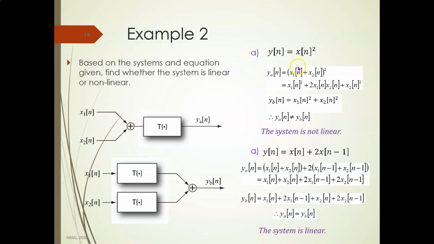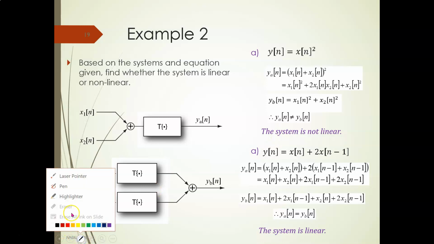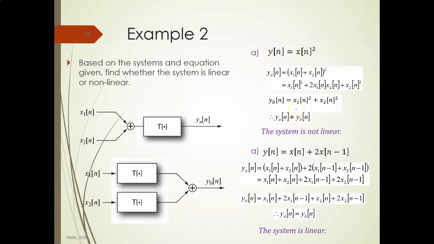Then we put it in terms of equation, ybn here is equal to x1 squared plus x2 squared, which is ybn. And when we compare back ybn and yan, we will see that it does not give us the same answer, because yan here is not equal to ybn because of this element. There's another element here in the middle. So because of that, the system here is not linear. We can put here that the system is not linear because there's another element here which is not the same as ybn. Okay, and then we look at another example here.